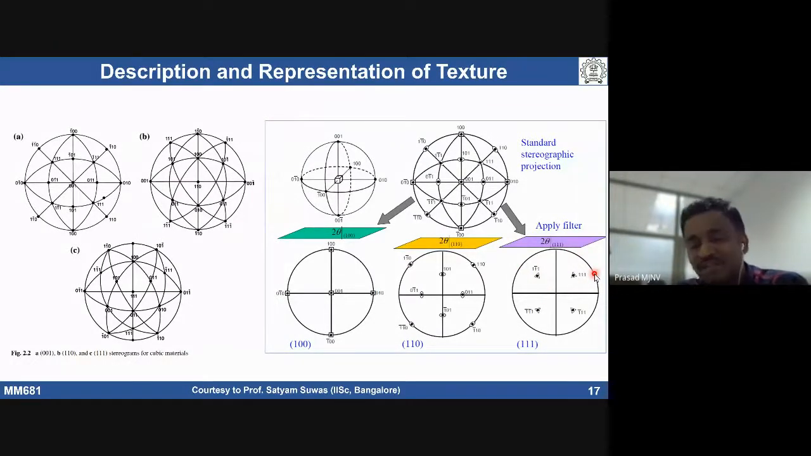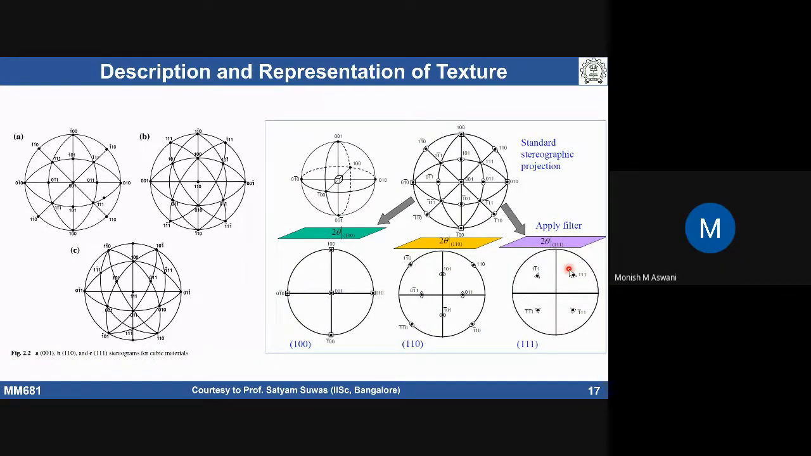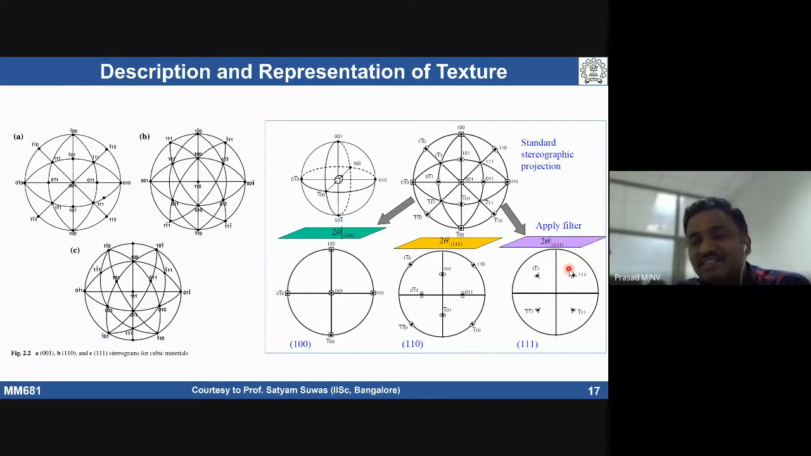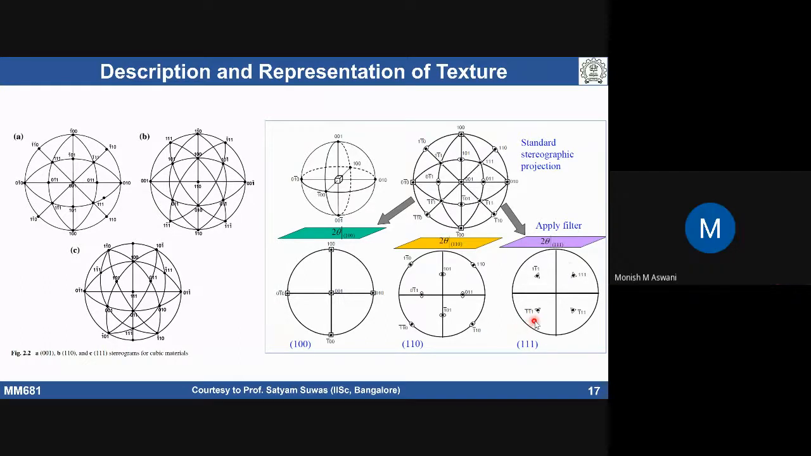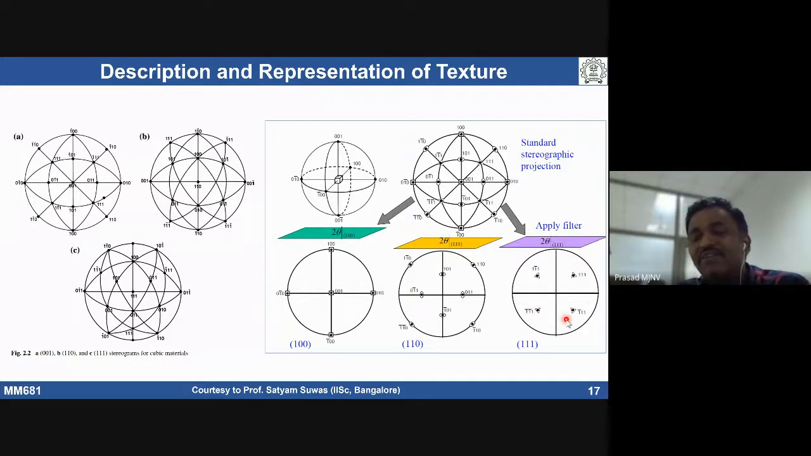In the pole figure, if it is a pure 111 and you take the 111 projection, all the 111 peaks should be here. Only 4 will be there. If there is a strong texture of only 111, we get all the intense peaks here only. We don't get any other things.